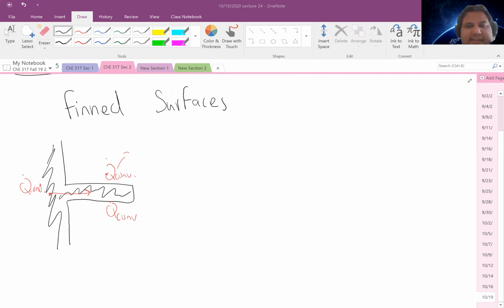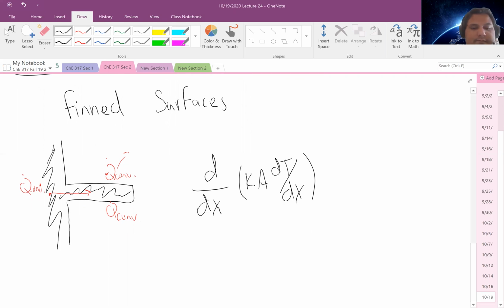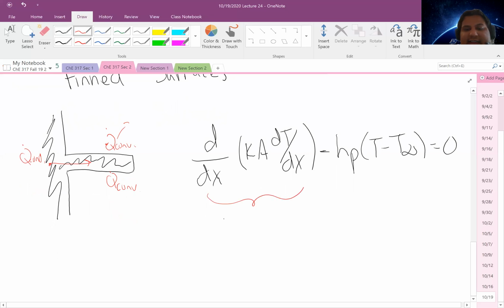To write a differential balance on the fin, it can be written essentially as d/dx, where x is the length along the fin, of k times dT/dx, minus hP(T minus T infinity) equals 0. What's important to note once again is this is the conduction into the fin, hence why it's positive, and this is the convection out of the fin, hence why it is negative.